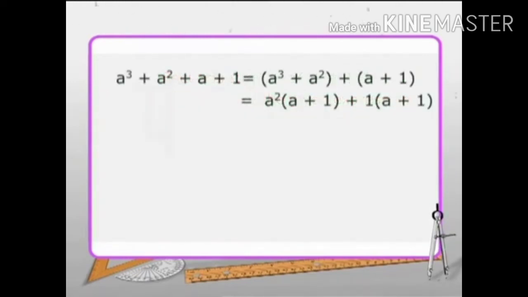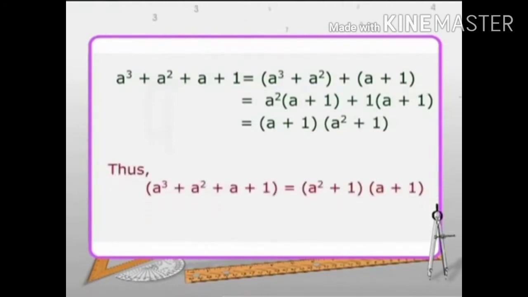Now, both groups have common factor a plus 1. On taking a plus 1 as common factor from both the groups, the given expression reduces to a plus 1 into a square plus 1. Thus, a cube plus a square plus a plus 1 is equal to a plus 1 into a square plus 1.